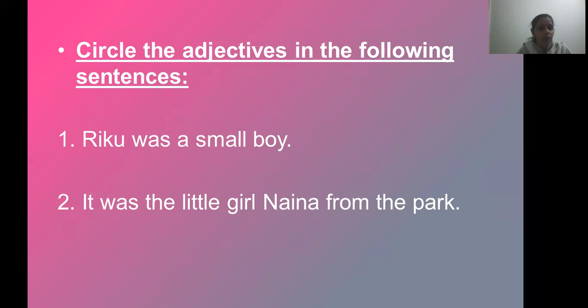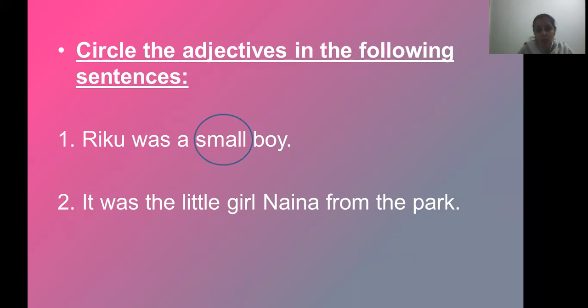Now the nouns here are boy and Riku, right? Now what is a word that describes the noun boy here? Small, right? What type of a boy was Riku? He was a small boy. So the adjective small describes the word boy. So the adjective over here is small. We are going to circle small.